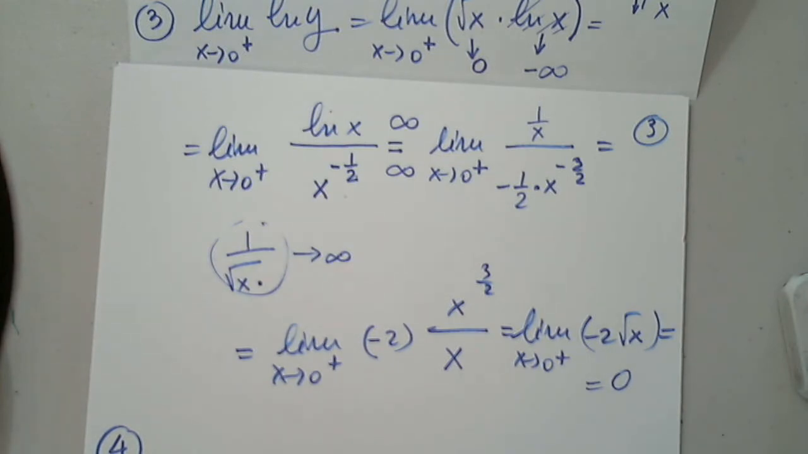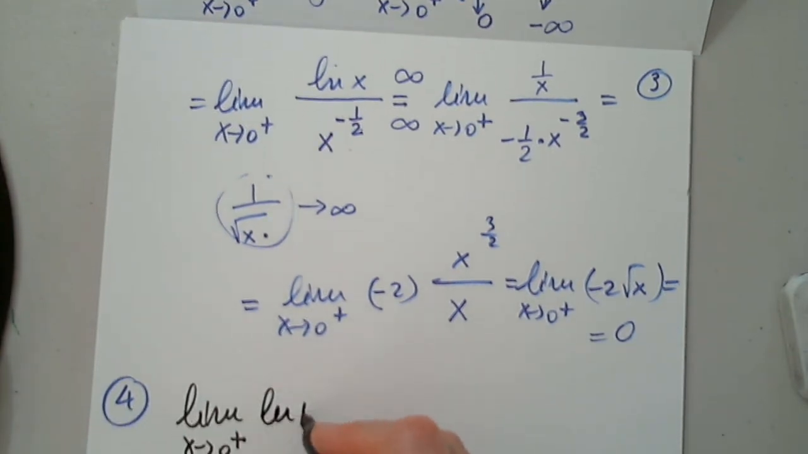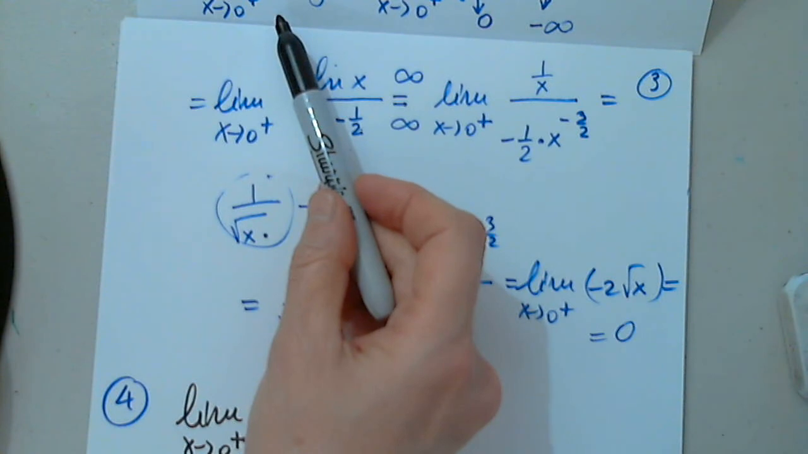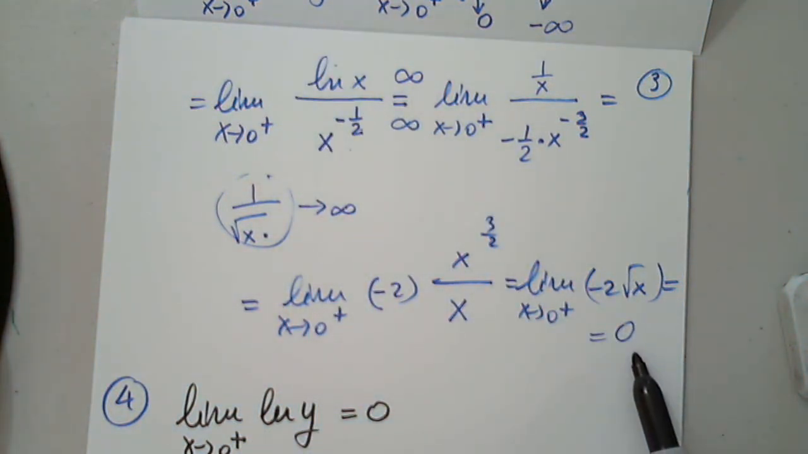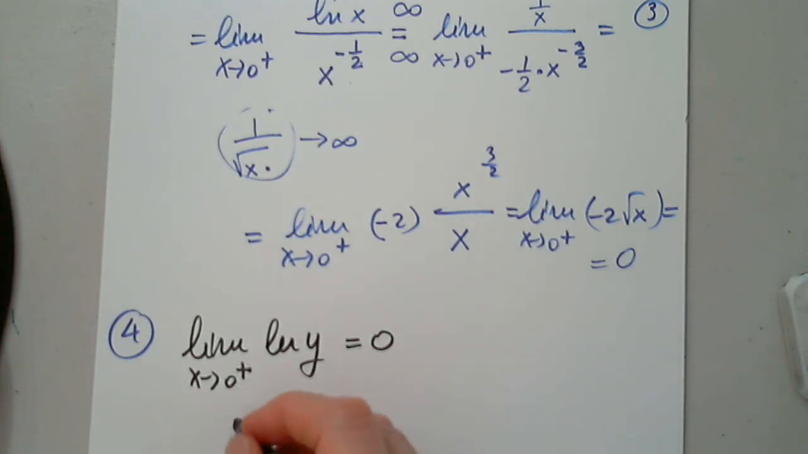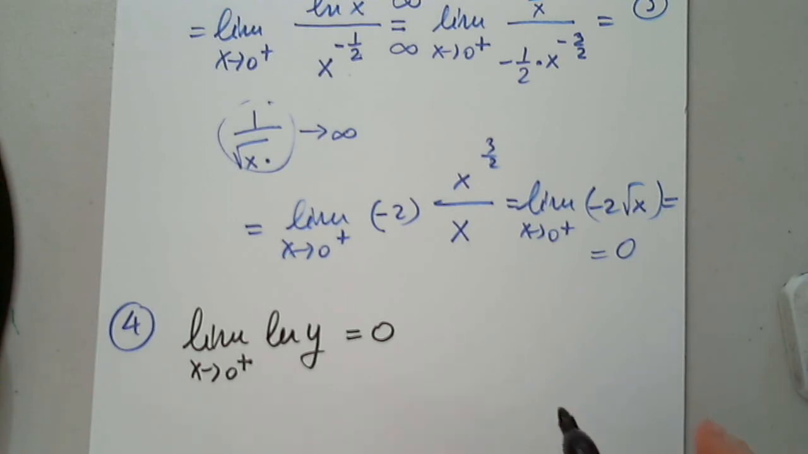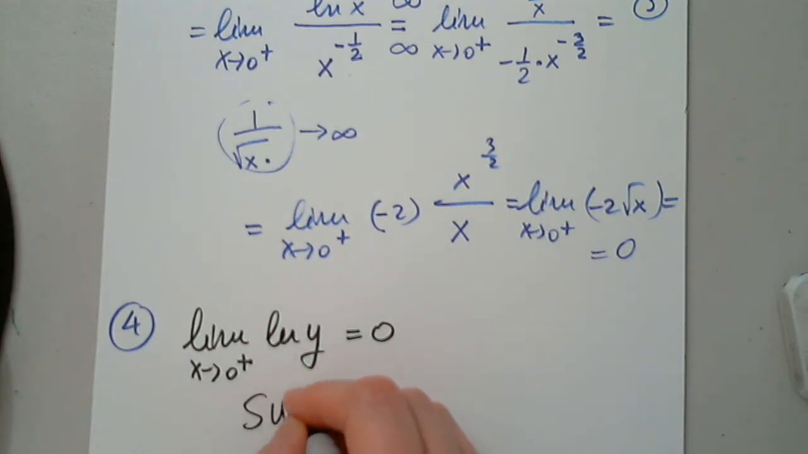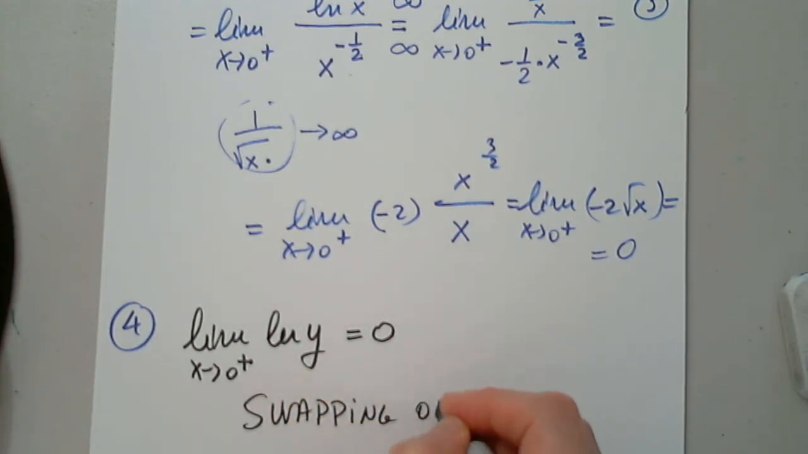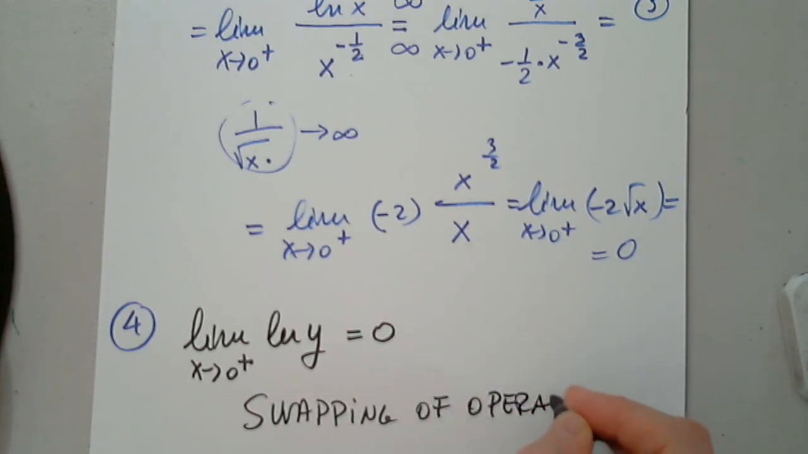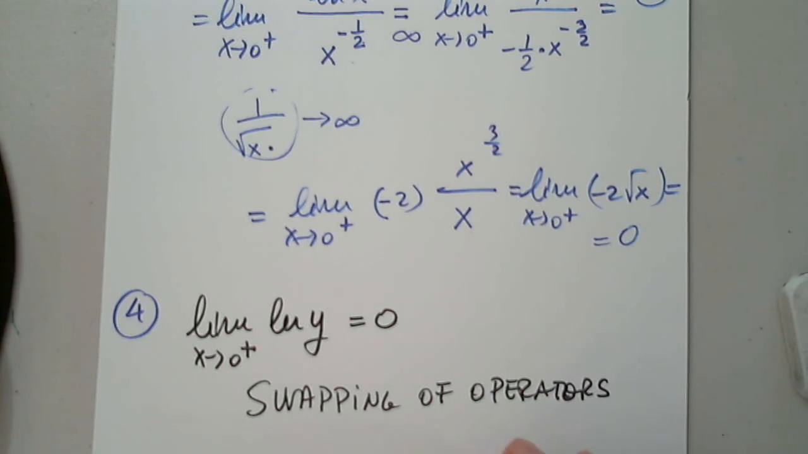At this point, I copy the beginning, the limit as x approaches 0 from the right of natural log y, and I write 0. I copy the beginning and I copy the end. At this point, I'm going to use a theorem that we used in differentiation rules, in limit laws, and I mentioned that I was going to use it later. It's called the swapping of operators. A long time ago, we discussed this.